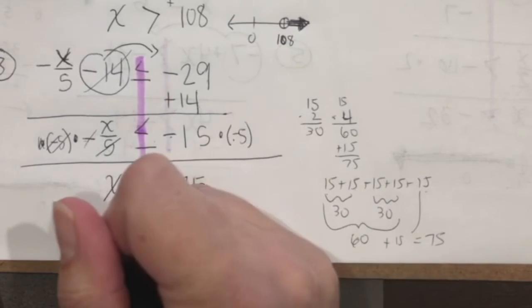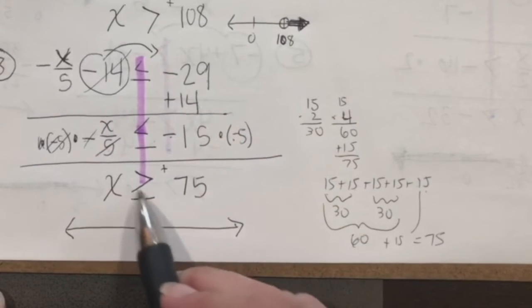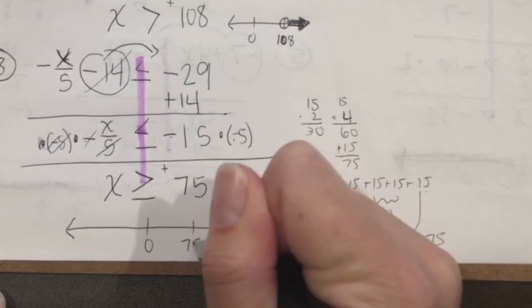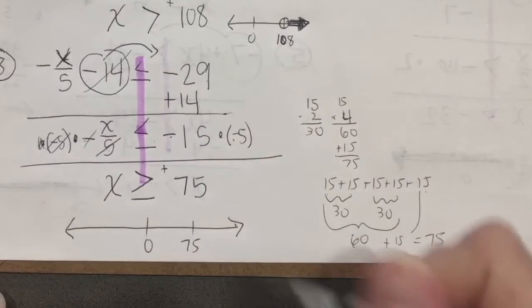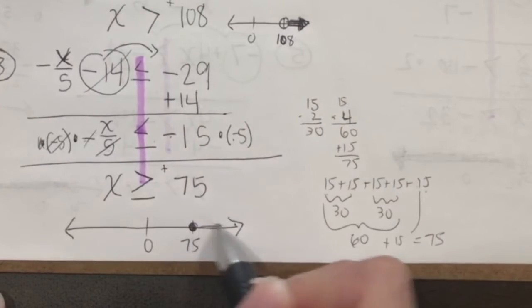Okay, so let's draw the number line real quick. We'll graph this. X is greater than or equal to 75, so we'll put a 0. We'll put a 75 on there. It's positive. X includes 75 and goes greater than.